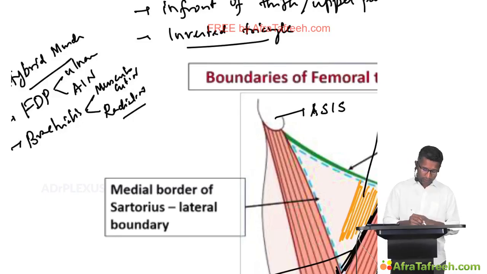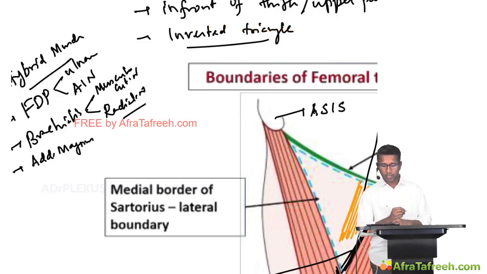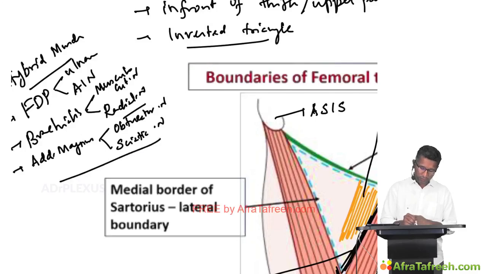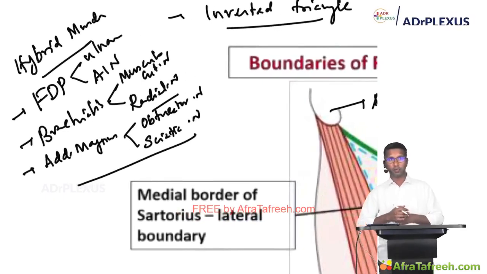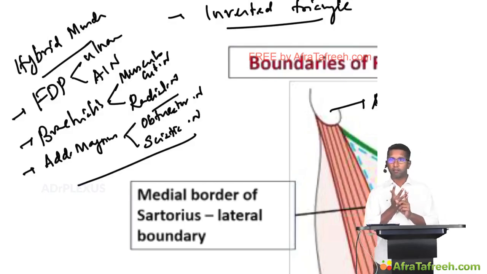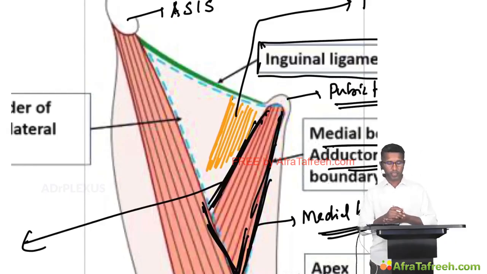I will tell you one more example for a hybrid muscle, the adductor magnus muscle. Adductor magnus has two nerve supplies. One is the obturator nerve, which supplies the adductor part, and the hamstring part is supplied by the sciatic nerve. So hybrid muscle examples are pectineus, flexor digitorum profundus, brachialis, and adductor magnus, and you should also know the nerve supply of these muscles. With this background, we'll go back to the femoral triangle.